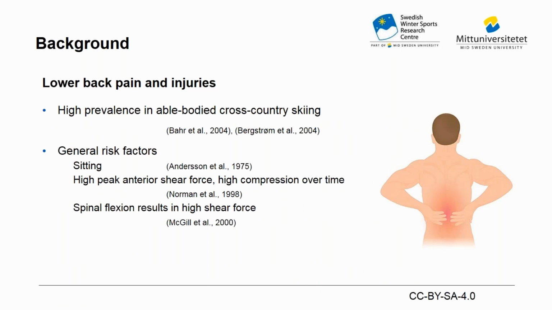Over to lower back pain and injuries. There is a high prevalence of lower back pain and injuries in able-bodied cross-country skiing, and then I mean standing skiing. We also know, connected to lower back pain, there's a large risk connected to sitting, and there is a large risk for pain if you have a high peak anterior shear force and high compression over time between the vertebrae. And spinal flexion also results in high shear force. So all these three parts are connected to risk factors for lower back pain.